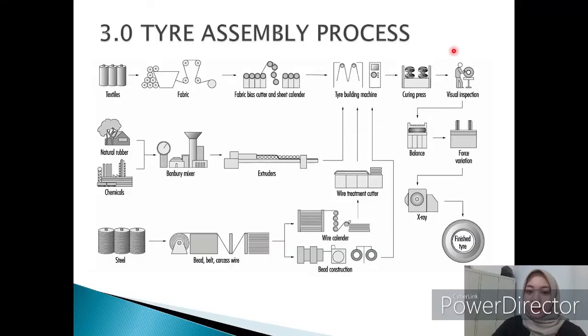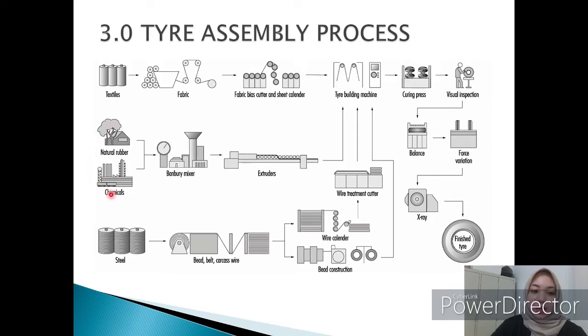Ms. Nur Nabila binti Rosnizan. I'm going to explain about the tyre assembly process. The figure shown below is the overall process of tyre making. It consists of three parts: part 1, part 2, and part 3. For part 1, it begins with textile, followed by the fabric and fabric bias cutter and sheet calendar. Then it will be sent to the tyre building machine.